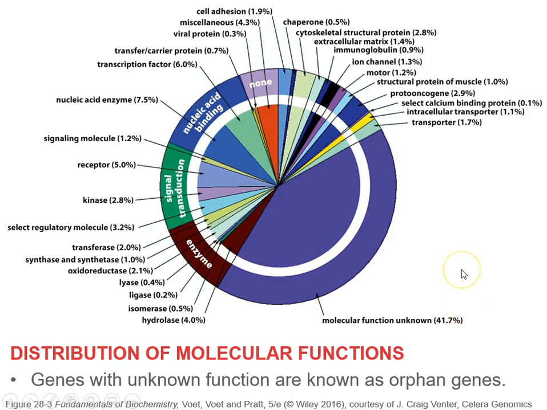It's interesting to me, if you look at this pie chart, that 41.7% of the genes, their molecular function is unknown. It seems like we should have known all of it by this point. If you look at the human genome, the human genome was sequenced about 20 years ago, and a lot of these functions have been mapped to the genome, but there are lots of genes with unknown function. We don't know what they do. So that'll be interesting to find out.